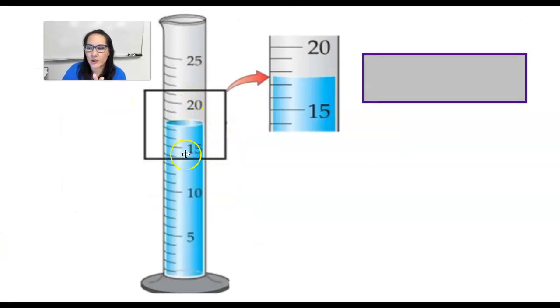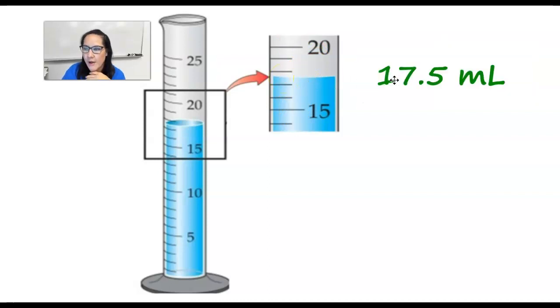When I read this graduated cylinder, notice we're a little bit zoomed in over here. We're going to read the bottom of the dip, which puts me just about perfectly in between these two lines. It goes 15, 16, 17, 18, 19, 20. So this is going to be 17, and then I've got to estimate between the lines: 17.5.